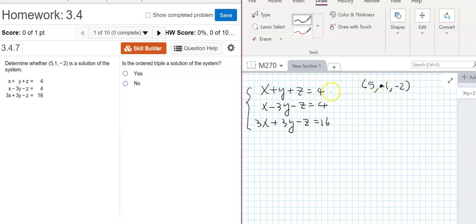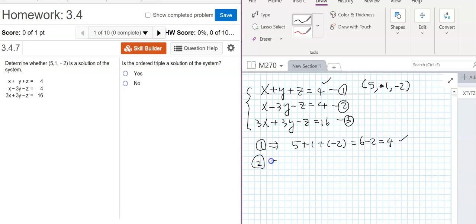So you need to just plug it in. If I number the equations, number 1, I plug in 5 + 1 + (-2). That is 6 - 2 = 4. So that checks, okay? The second equation is 5 - 3 times 1 - (-2), whether that is equal to 4. So this is 5 - 3, and this is + 2. So this is 2 + 2, which is equal to 4.